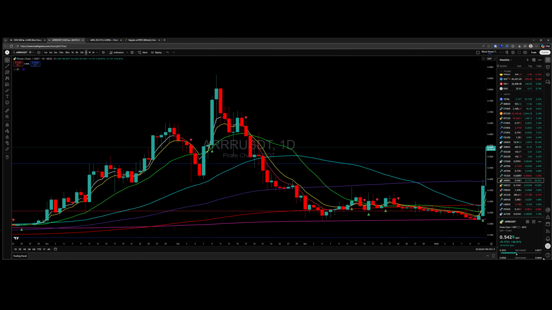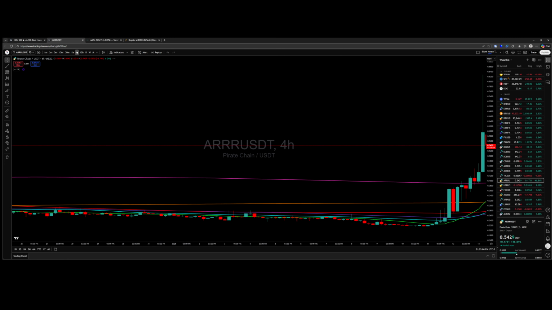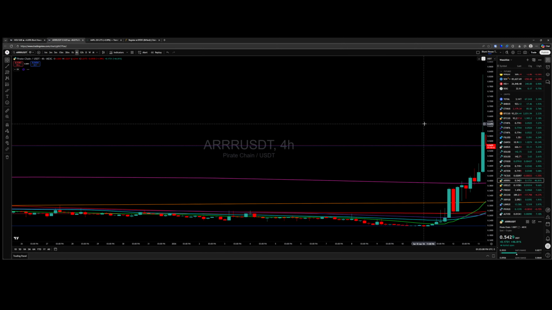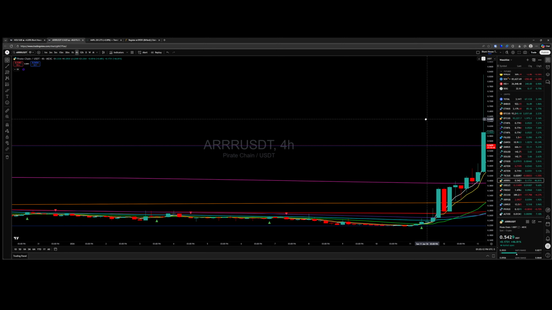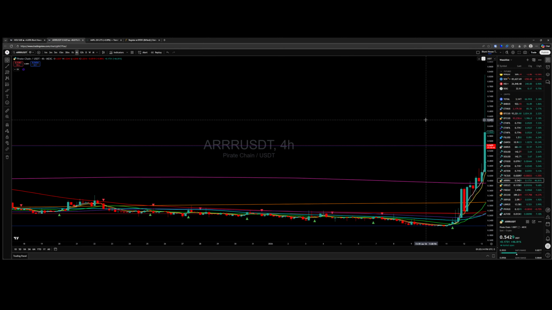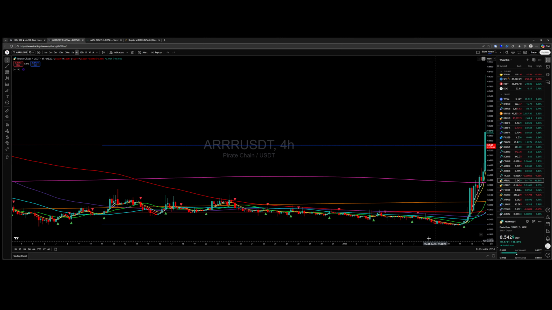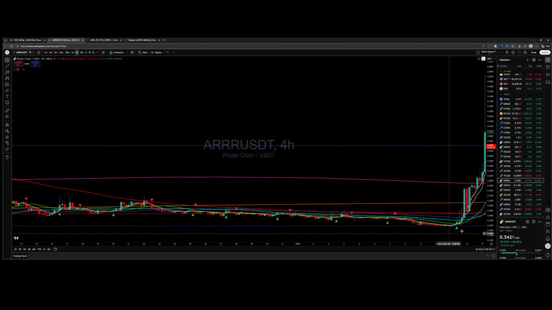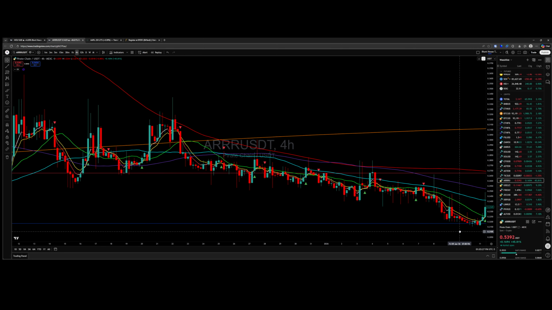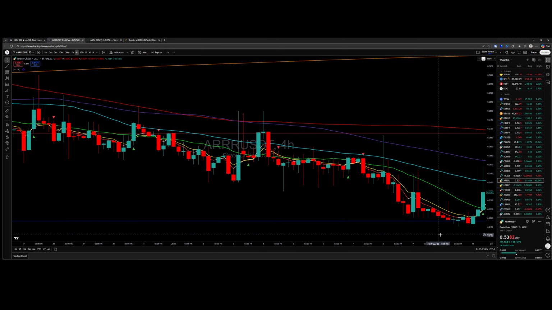Okay, so what is this? Which day is this? The 12th. Let's go to the 4 hour. Let's see. So, this is why I like the 4 hour chart. So here you go. This is the lower value range. This is Pirate Chain. And you get a little bit of basing in here. And then all of a sudden you get a green buy signal on the 4 hour.